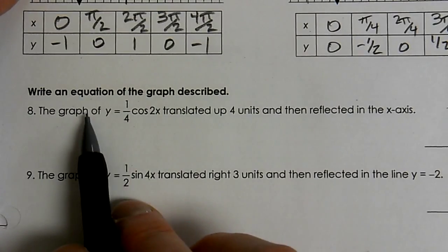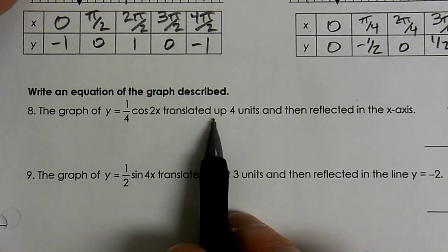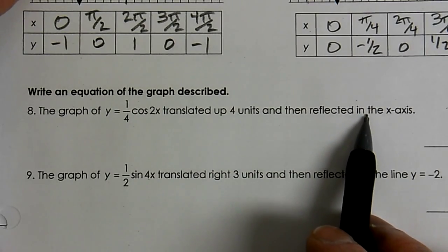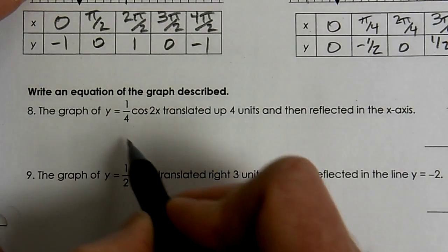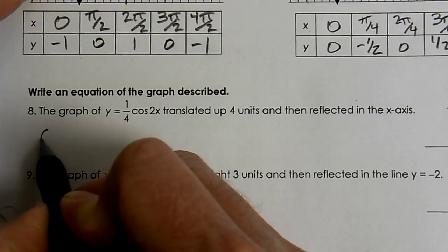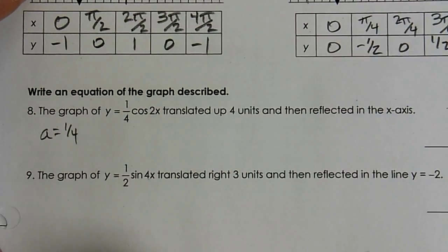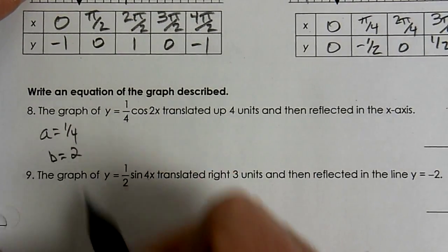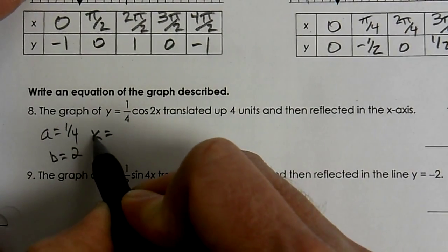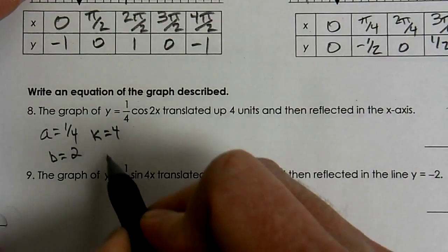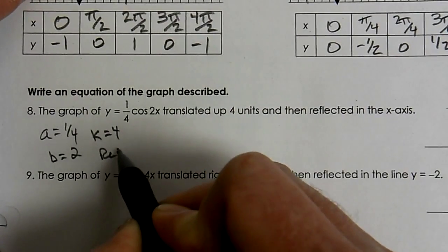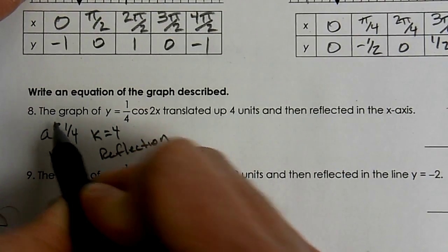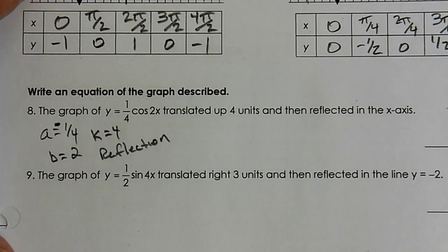Okay, we're going to write the equation. This is what we're starting with. We're going to translate it up 4 units and reflect it over the x-axis. So what we're going to say is that the a value is 1/4. The b value is still going to be 2. The k value is going to be 4. And there's going to be a reflection. So that's going to put a negative on our graph.